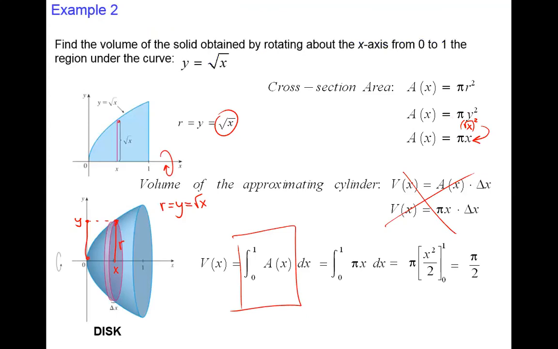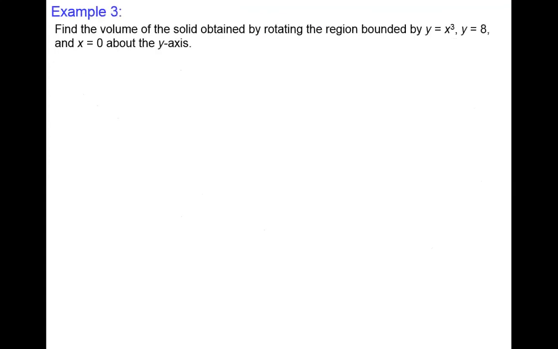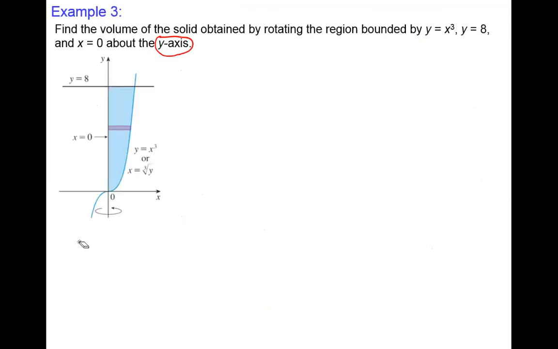Now find the volume of the solid obtained by rotating the region bounded by x cubed. We know how the function x cubed looks. The horizontal line y equals 8. And x equals 0, which is actually the y-axis. And the rotation now is about the y-axis. That's what we have. We do have x cubed, we have a top limit 8, and we have the y-axis. That means this is the only blue part.